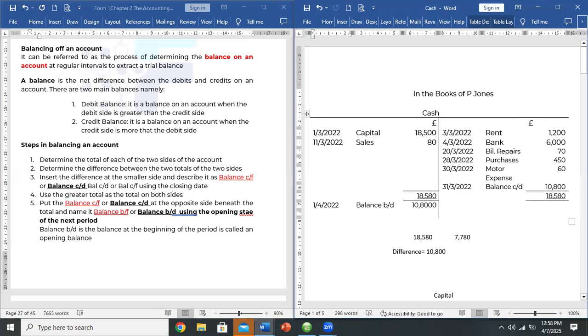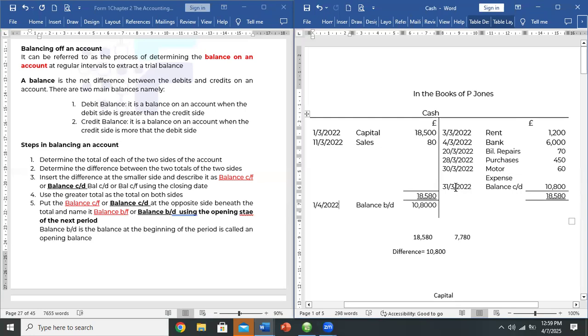So professors, these are the steps you go through if you want to balance an account. Very simple. First step, get the total for each side, right? Second step, find the difference between the totals. You will insert or put that difference at the lesser side or the smaller side. Call it balance carried down. Use the closing date of that period.